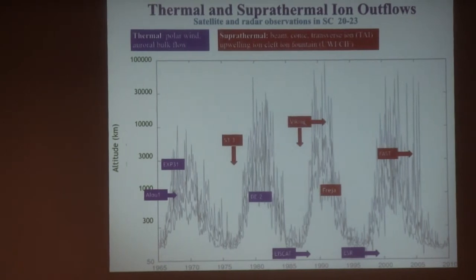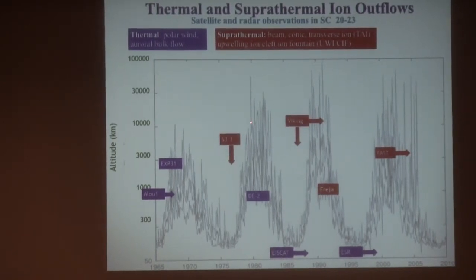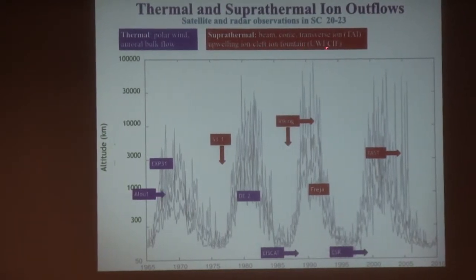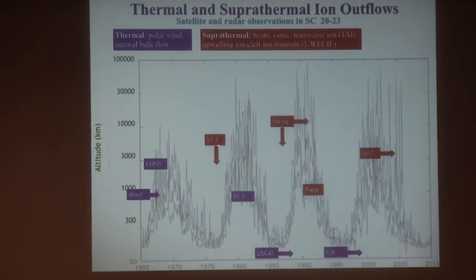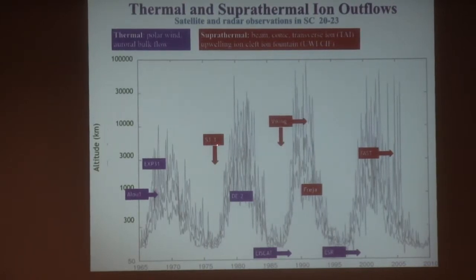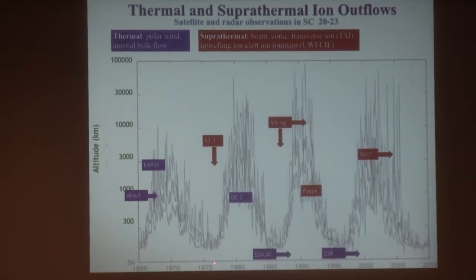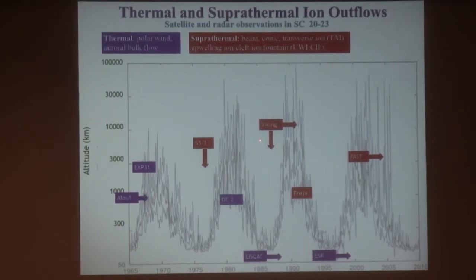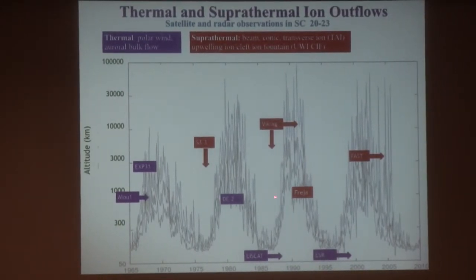There are some other observations that were confined to the superthermal components, observations of beams, conics, and transverse ions, and so on. Notably, the S3-3 early on in the 1970s by the Lockheed Group, as well as the Viking satellite and Freja satellite, and more recently the FAST satellite.